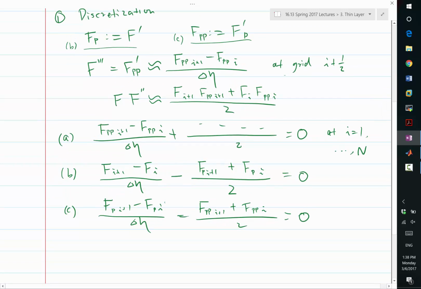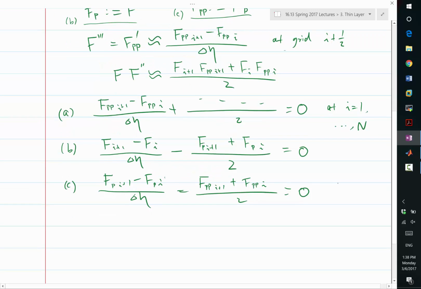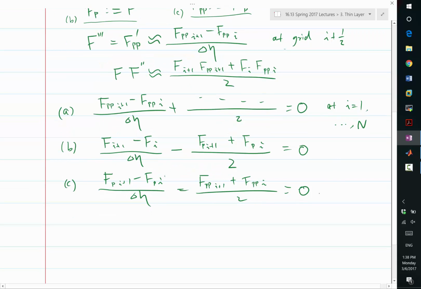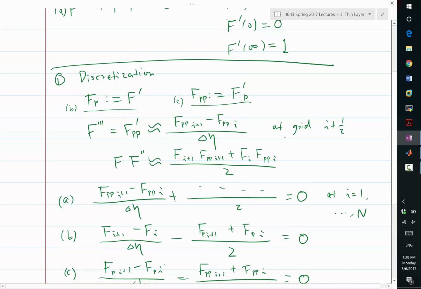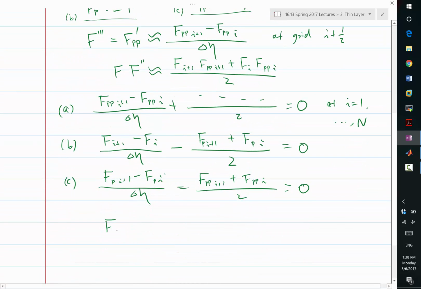Alright, so we have now these three equations. They are not just three equations, they are actually 3 times n equations because there are 3 equations for every I. So we have 3n equations for how many unknowns? 3n plus 3 unknowns, so we're missing 3 equations. These are the boundary conditions, right? So f1 has to be equal to 0, that's f0 equal to 0.